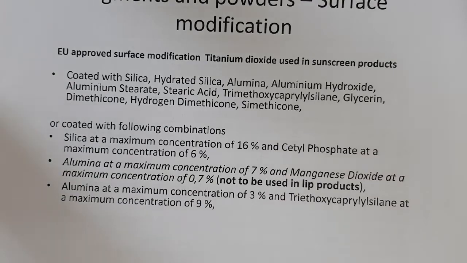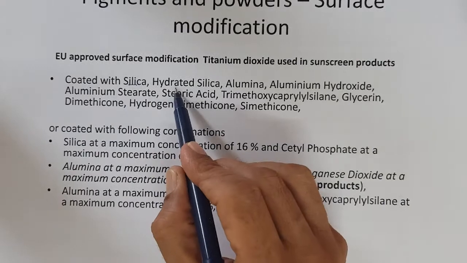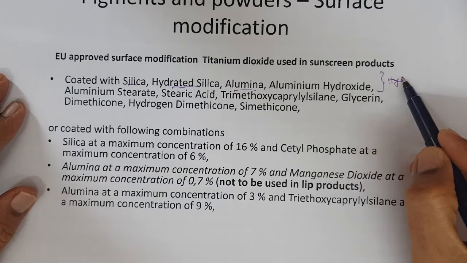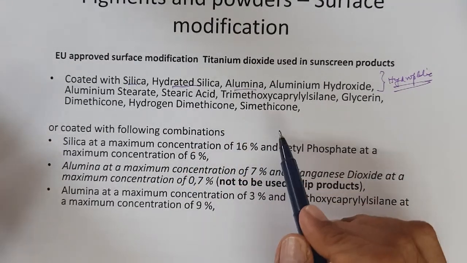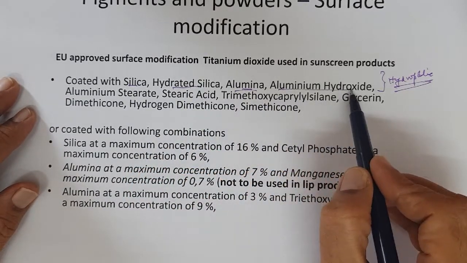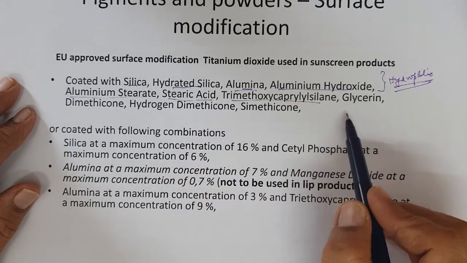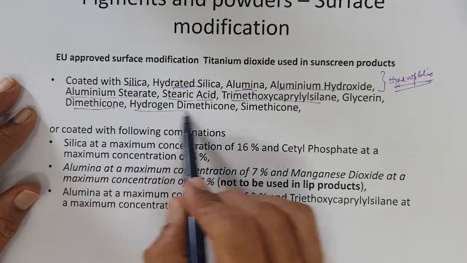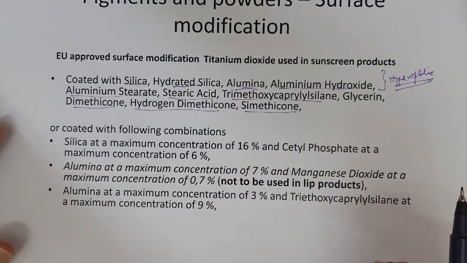Same way, for titanium dioxide: silica, hydrated silica, alumina, these are mostly hydrophilic, to disperse in water. Silica, hydrated silica, alumina, aluminium hydroxide, aluminium stearate, stearic acid, hydrophobic, dimethicone, hydrogen dimethicone, simethicone. These are all allowed.